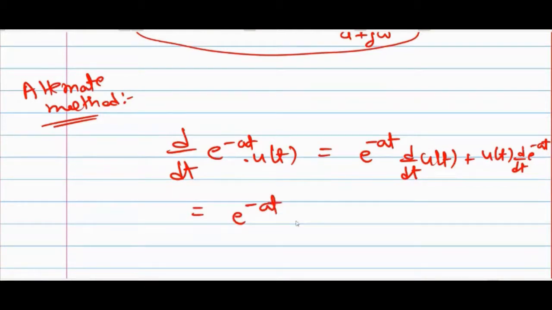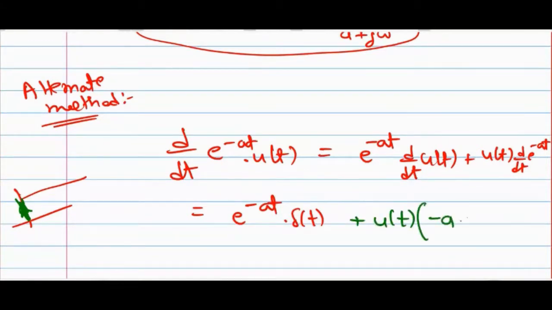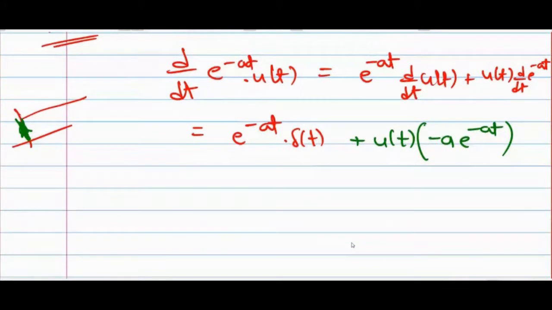The derivative of the unit step is delta t, because the unit step is a constant. The derivative of a constant is 0, but at the origin we have a lot of change. So when we differentiate this, we get the impulse. So the derivative of the unit step is delta t, plus u of t is a constant here, and the derivative of e raised to minus at is minus a e raised to minus at. So this is the differentiation in the time domain.